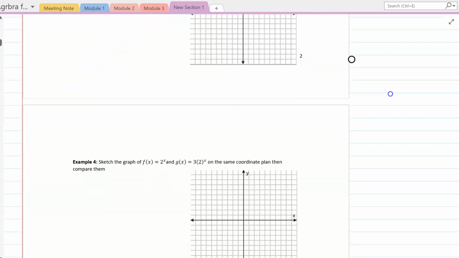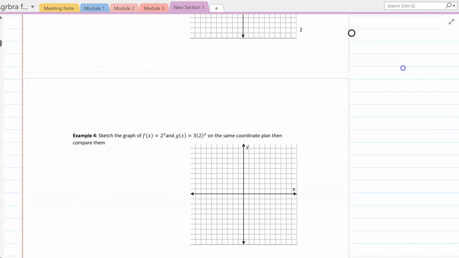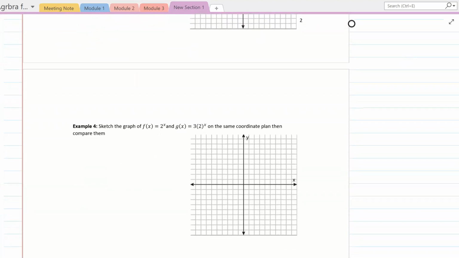In the next problem, we get the graph of f of x equals 2 to the x and g of x equals 3 times 2 to the x on the same coordinate plane and compare them. So let's start with f of x equals 2 to the x. For g of x equals 3 times 2 to the x, note that we take every point on the graph of f of x and we multiply it by 3.